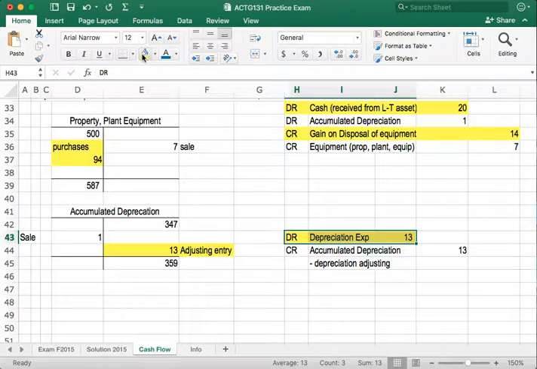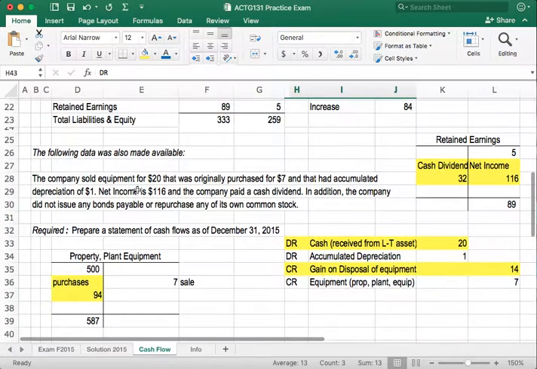So I've now completed all the prep work, or if you're a fan of cooking shows, all the mise en place for our statement of cash flows. And all this information came from the balance sheet and this information here.